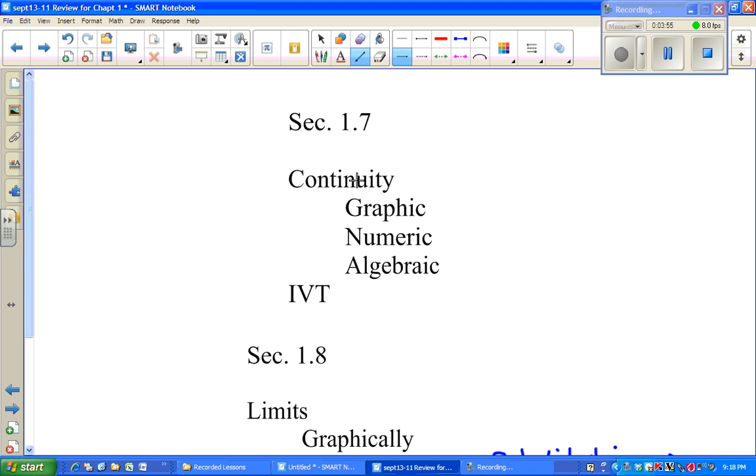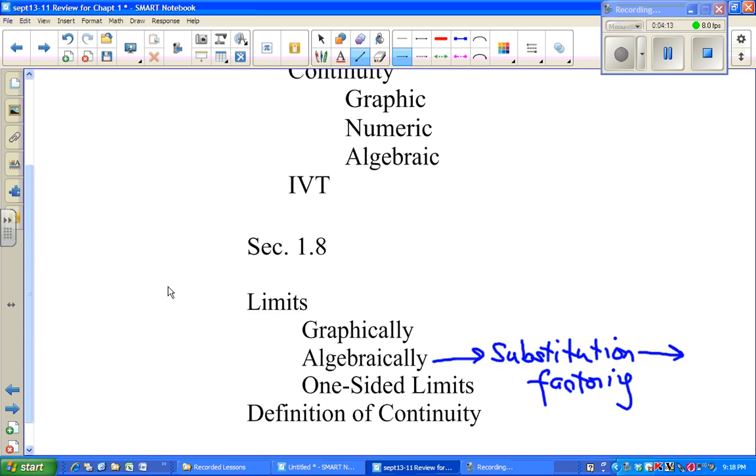In 1.7, we spent a lot of time talking about continuity, mostly about graphic continuity. We did a little bit of algebraic continuity, not too much of numeric. And then finally, the IVT, intermediate value theorem, one application of continuity.